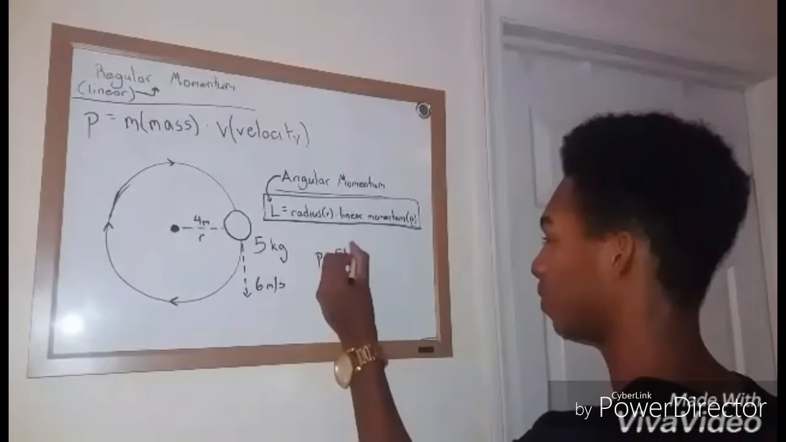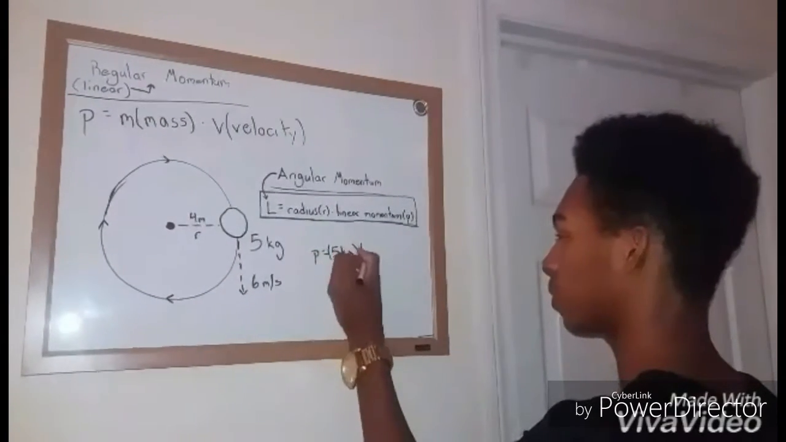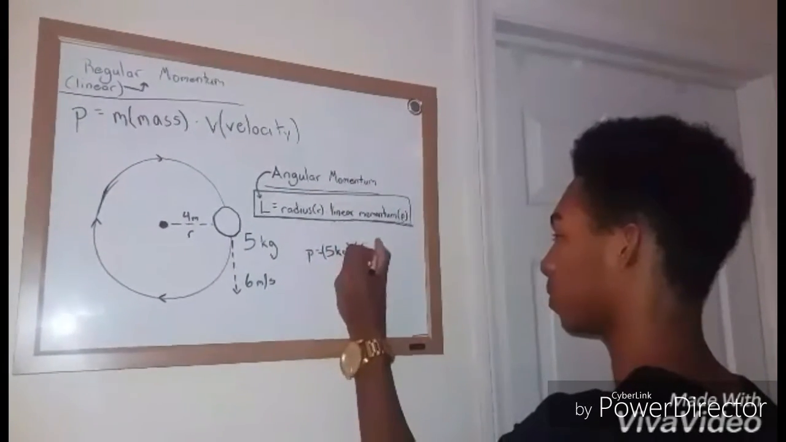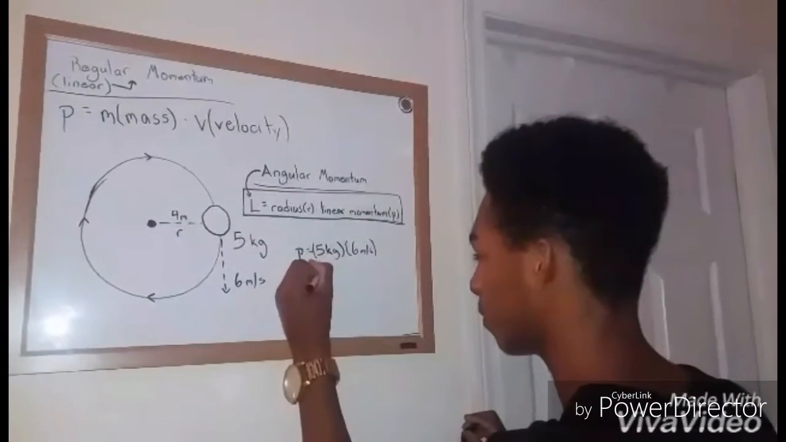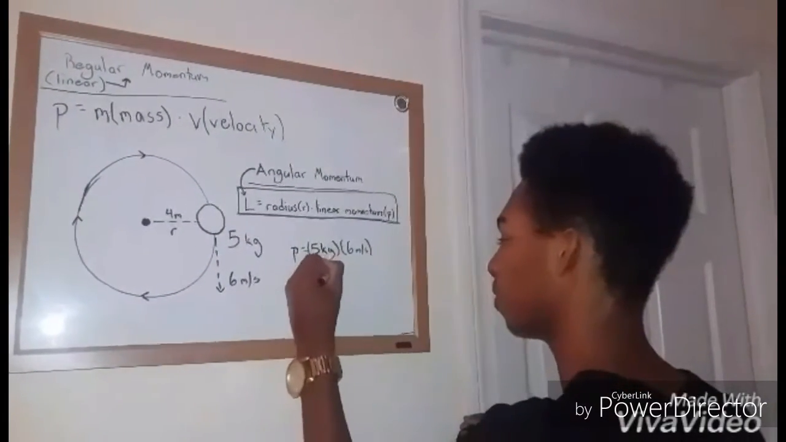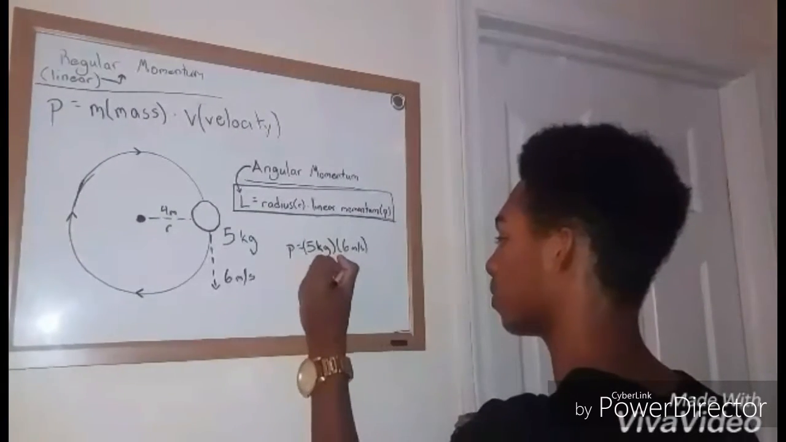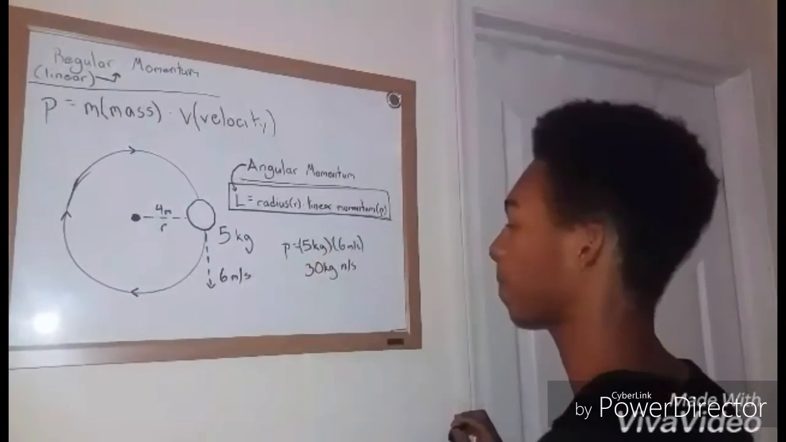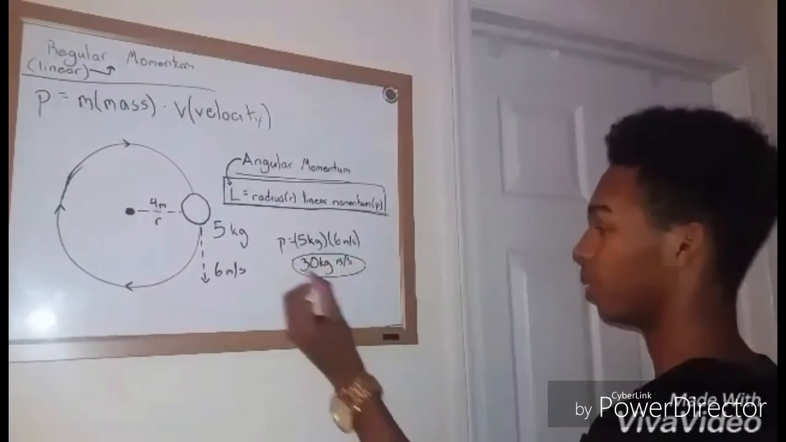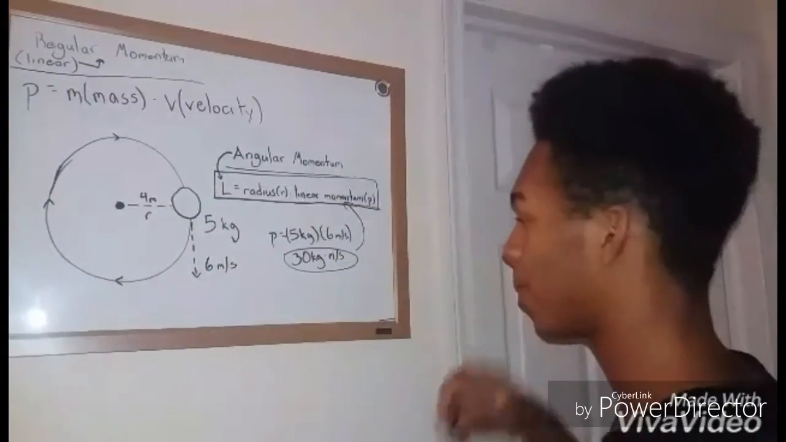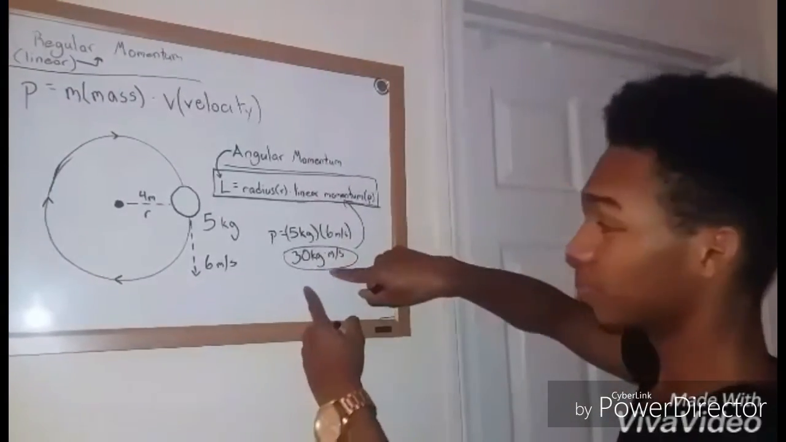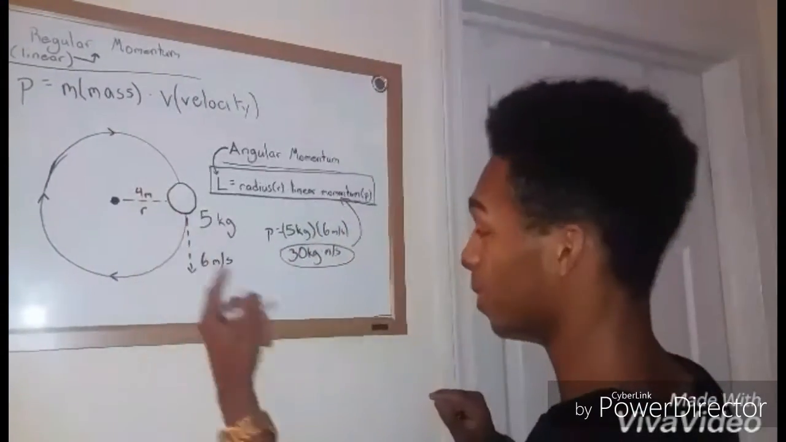5 times 6 meters per second, and that will give you 30 kilograms times meter per second. All right, and that is your linear momentum. So now you're going to take your linear momentum and you're going to multiply it by your radius.